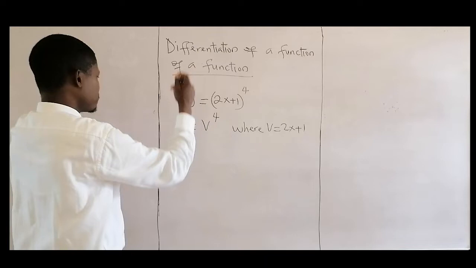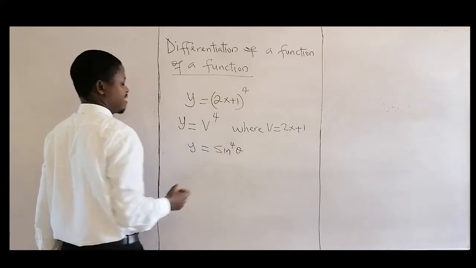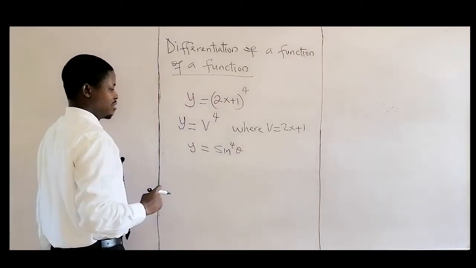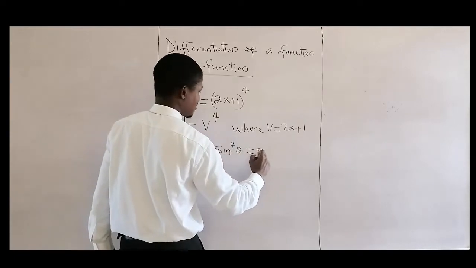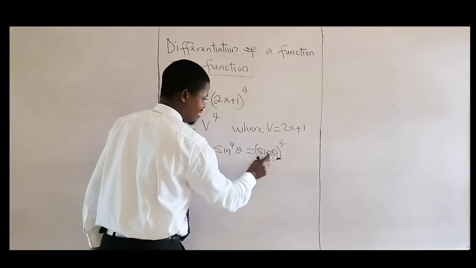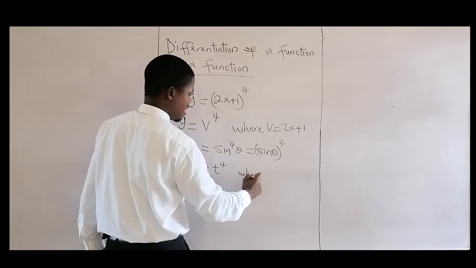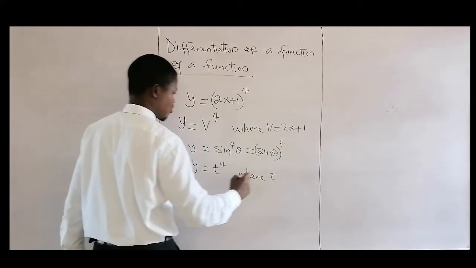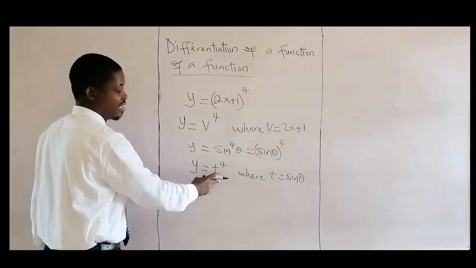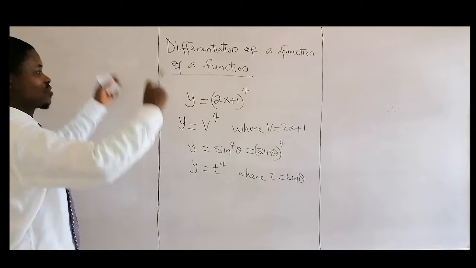For example, you can also have, let's say, y equal to sine^4 theta. Initially y is a function of what? Of theta. But to make the work easy for us, this can be written as sine theta to the power 4. Now give this one a letter: y equal to t^4, where t is equal to sine theta. So in this case, y is a function of t, and t also is a function of theta. So these are the things we want to look into.